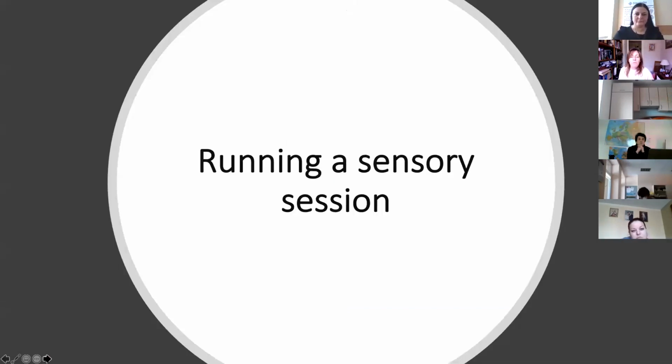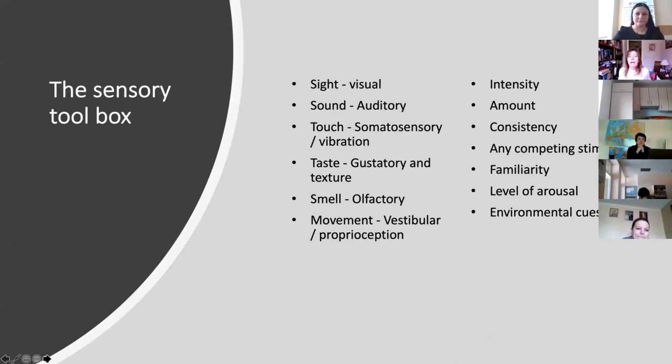So what about running a sensory session? I think the most important thing to consider is that snoozelen is basically a toolbox. You can't switch everything on in a snoozelen room and take a child in there and leave them there for 20 minutes and hope something will happen, because that won't give a therapeutic effect. You do need to think carefully about what the needs are of the child, and then you need to set the session up to suit that particular child.